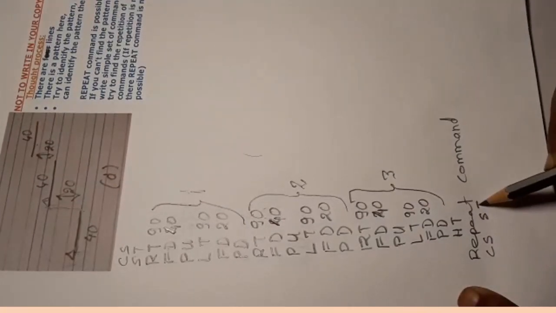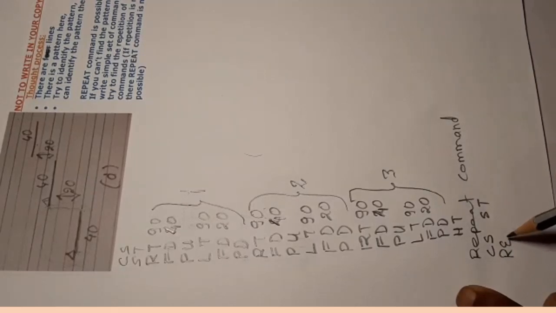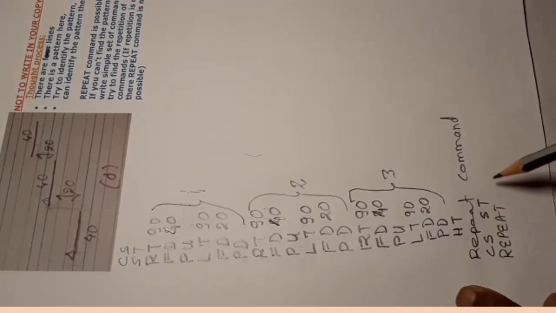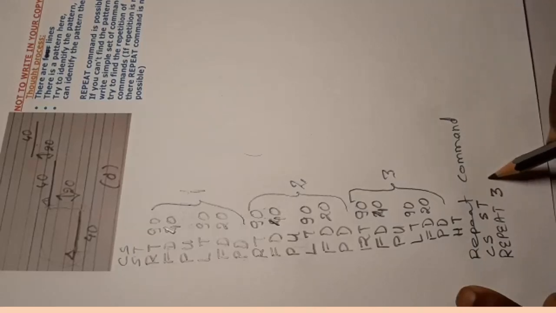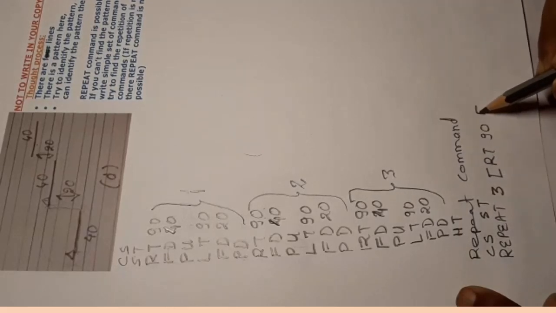CS ST, repeat three, RT90, FD40, pen up, LT90, FD20, pen down, and then HT. I think you have understood it. Let us see the next figure.